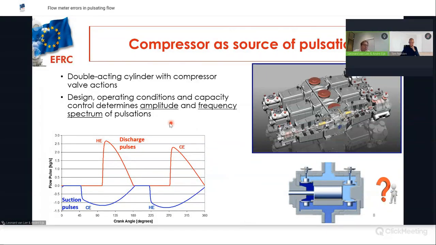And in the picture on the left, you can see typically what happens during one revolution of the crank. So one stroke, you see 2 pulses on the discharge side associated with the crank end side and the head end side. And also on the inlet, you see 2 pulses. The shapes are different, but clearly you can see 2 pulsation effects per revolution. So to describe the source, that is determined by the design of the cylinder. It's dictated by the operating conditions, and it's also influenced by the capacity control of the compressor. So all these aspects lead to a certain amplitude and frequency spectrum of your pulsations.